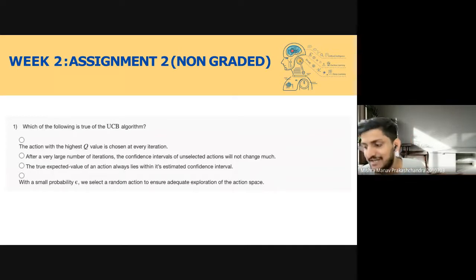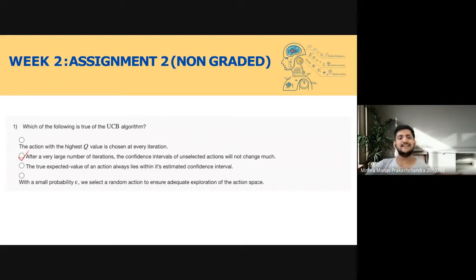Option three is, the true expected value of an action always lies within its estimated confidence interval. This is not true because it depends on what parameter we want to explore, or what estimate of the confidence interval we are taking. So it's not always correct. And lastly, with small probability epsilon, we select a random action to ensure adequate exploration of the action space. So this is not the UCB algorithm, but the epsilon greedy algorithm. In UCB, we don't have any epsilon parameter. So option two is the correct answer in this case.